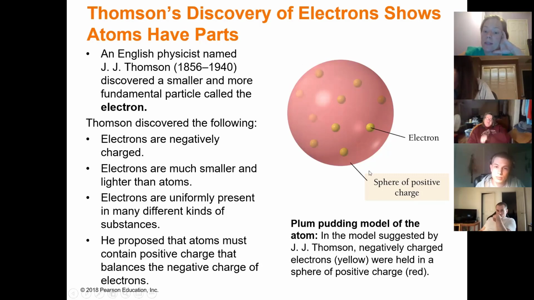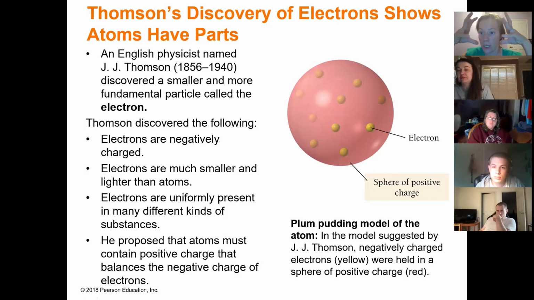So he came up with this idea of the plum pudding model, because I guess they ate a lot of plum pudding, which sounds disgusting, but we're going to go with it. So you've got a ball of pudding, and then the electrons are like little plums stuck in it. And the pudding is a positively charged sphere of pudding, and the electrons are negatively charged, and they balance each other out so that the whole thing is neutral.